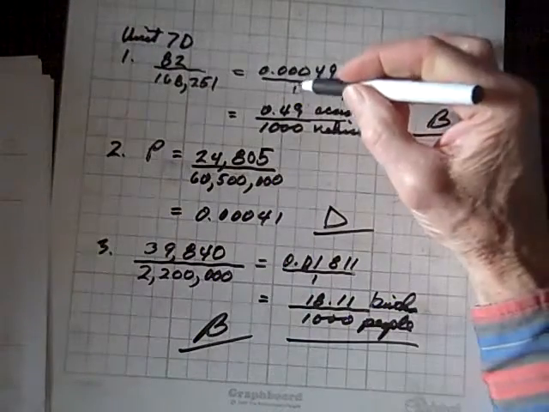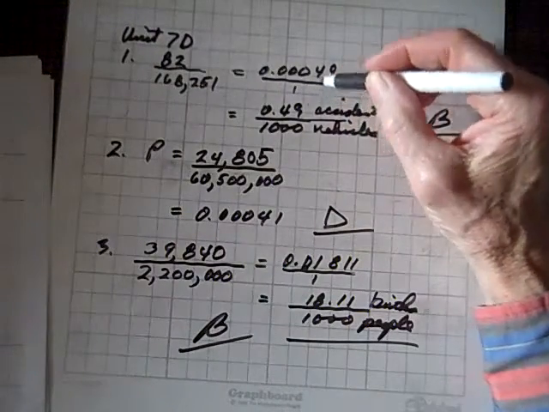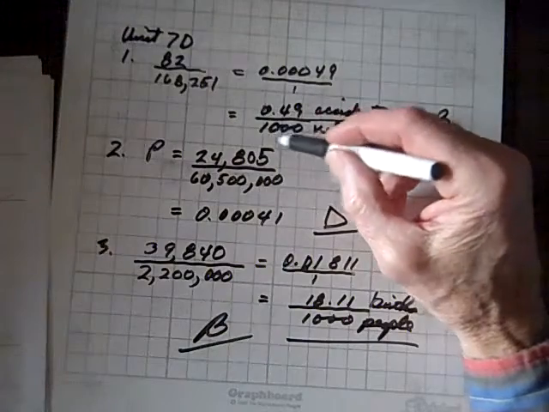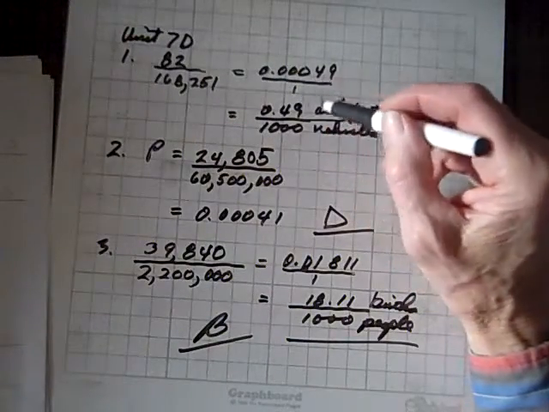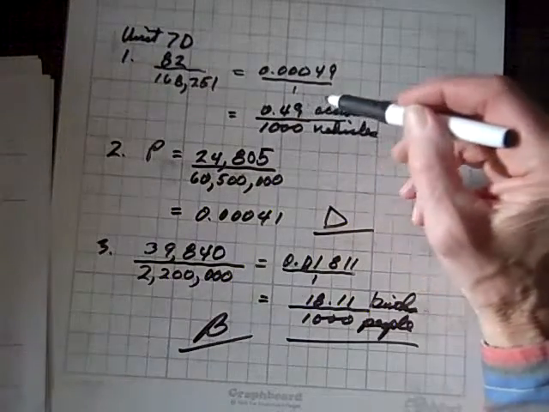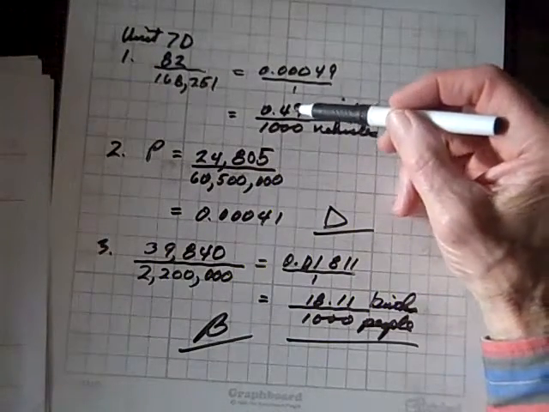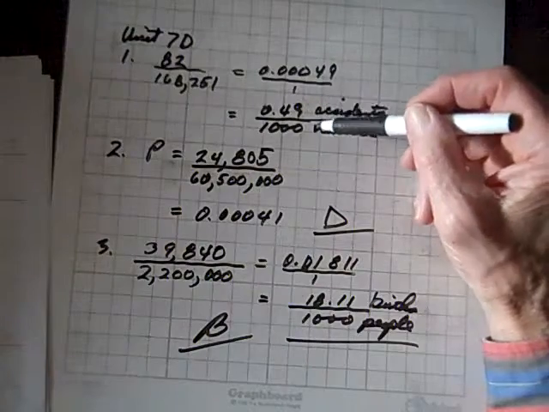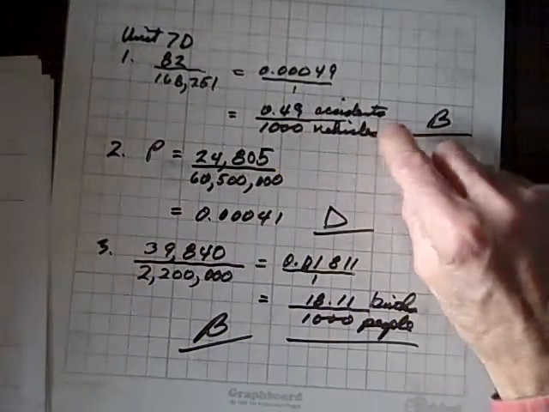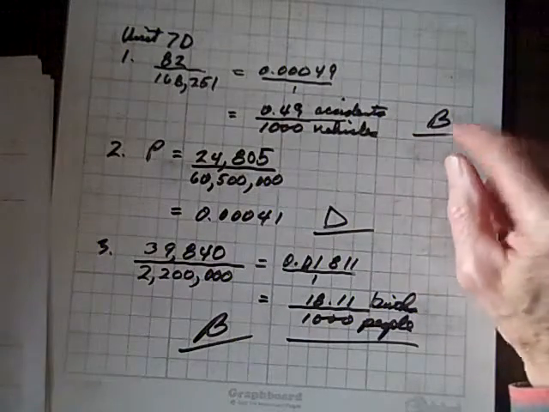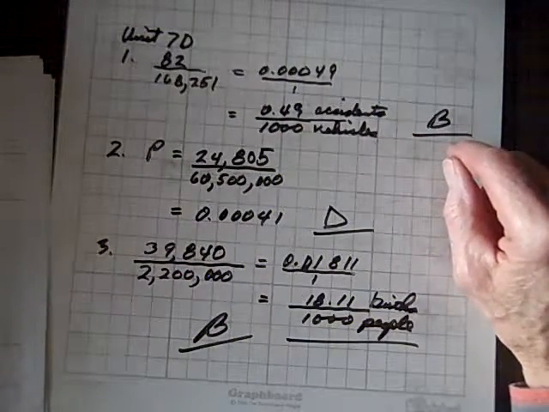We need the accidents per 1,000 vehicles, so I can move this decimal over 3 places as long as we move this decimal here over 3 places. Moving that over 3 places, we get 1,000 in the denominator. Moving this over 3 places, we get 0.49 in the numerator. In other words, there's 0.49 accidents per 1,000 vehicles, excuse me, and B is our selection.